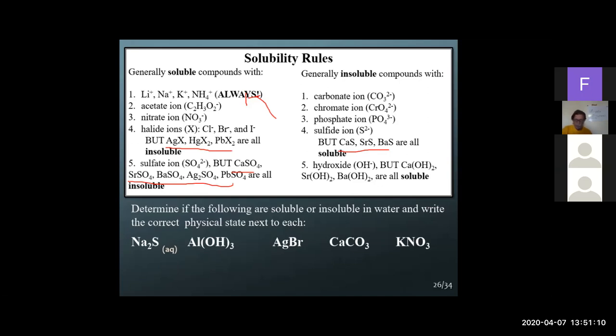Aluminum hydroxide, next one in, we find the hydroxide, which is number 5 in the right-hand column. Everything bonded to the hydroxide is insoluble, except those exceptions. Therefore, aluminum hydroxide is insoluble. Okay, hence we designate it with lowercase s.